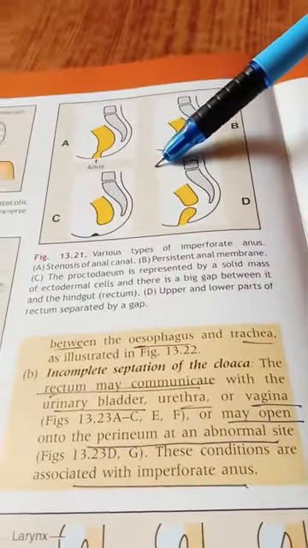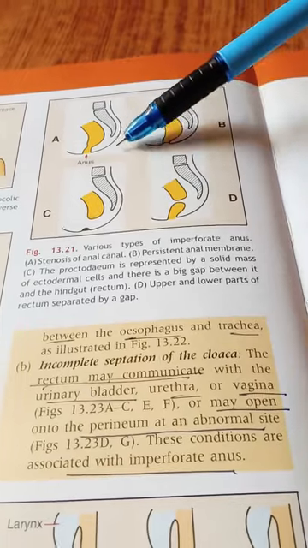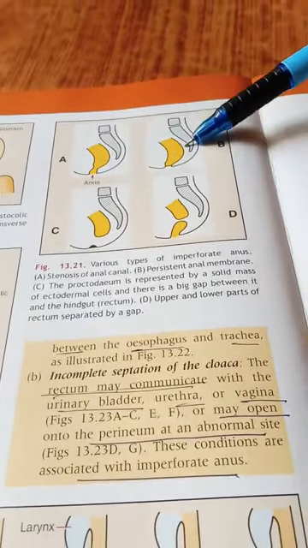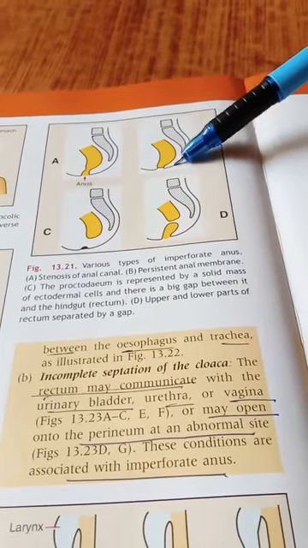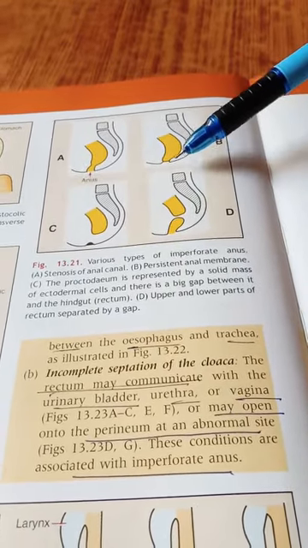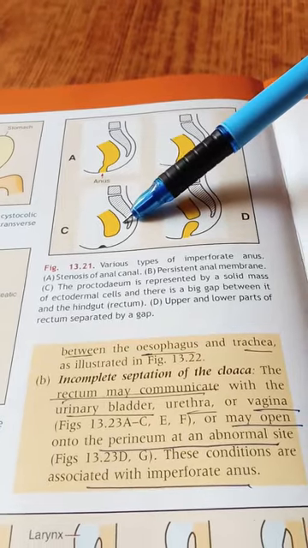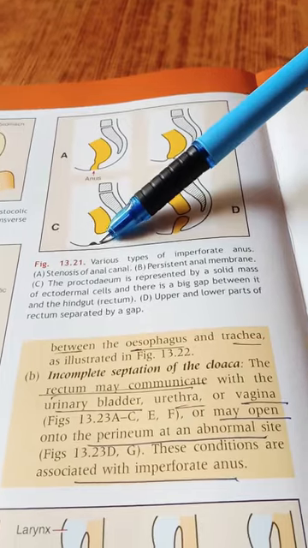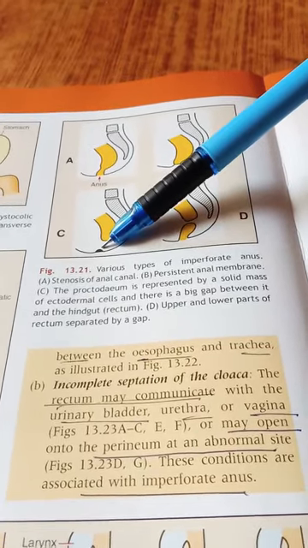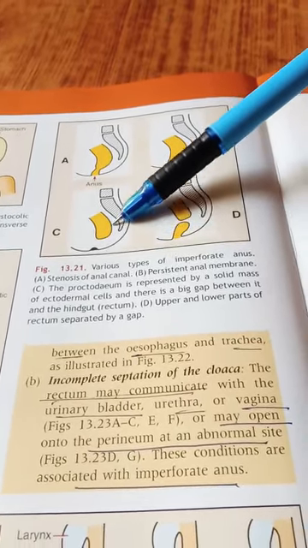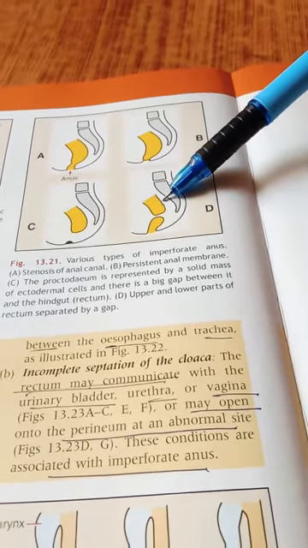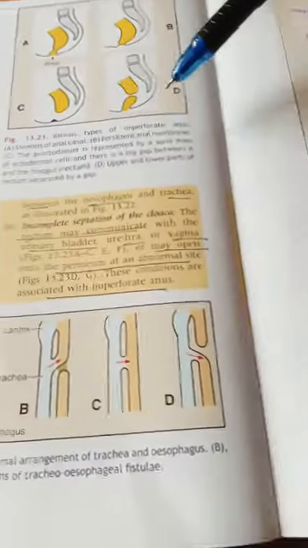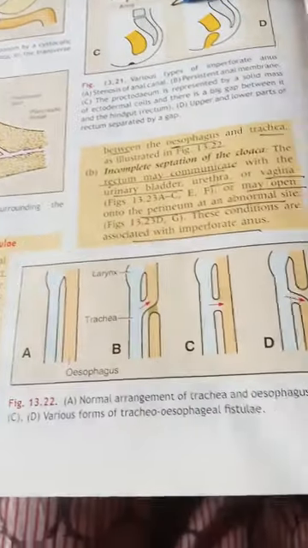And next you have various types of imperforate anus. First one you can see this is stenosis of anus. Stenosis, narrowing of anal canal. B, you can see persistent anal membrane. Still the anal membrane is present, then of course it cannot open to outside. And C, the proctodeum is represented by a solid mass here, this black one, of ectodermal cells. And there is a big gap between the hindgut and rectum, right? Here you can see. And D, you can see the upper and lower parts of rectum separated by a gap. So all these conditions may of course lead to obstruction or stenosis or atresia.